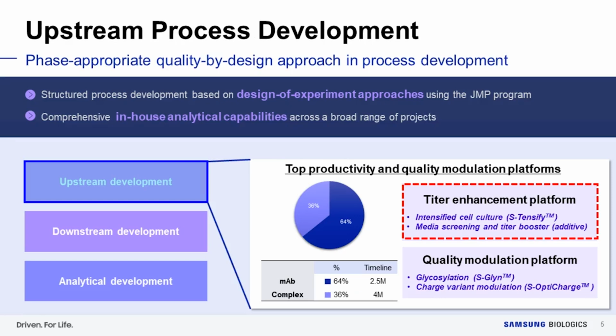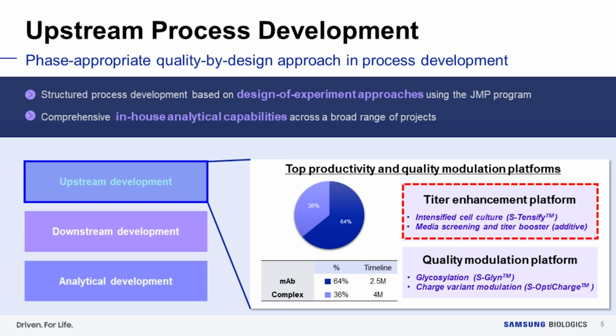So, upstream development is a critical phase in the biopharmaceutical production process. It involves the cultivation of cells under conditions optimized for growth and productivity, which directly impacts the quality and yield of the final product. In this phase, our main goals are to maximize cell density and productivity while ensuring scalability and consistency.